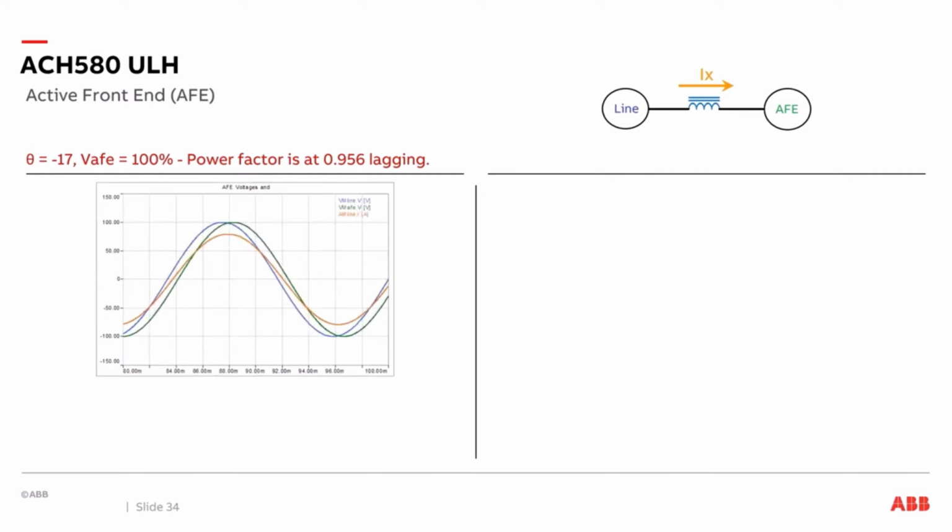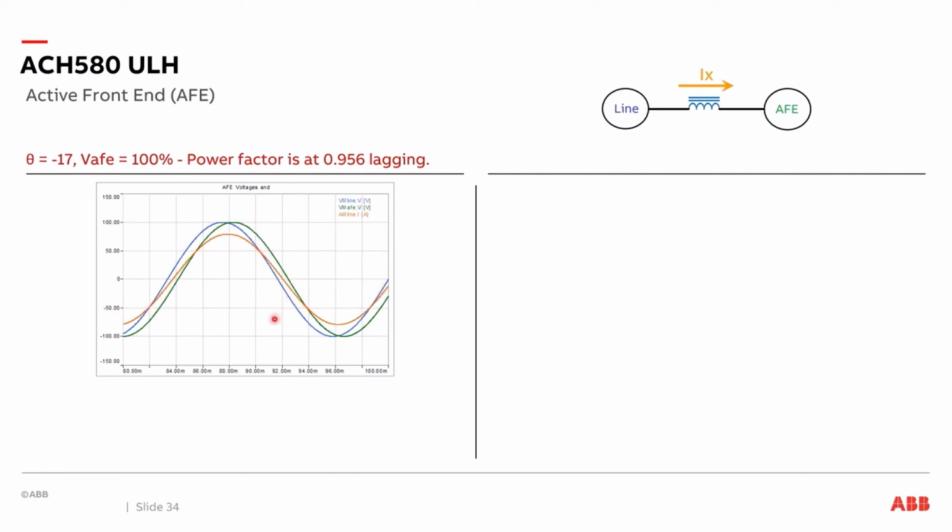And now we're looking at our voltage for the active front end and the voltage for the line. The voltage for the line is in blue, and the voltage for the active front end is in green. A phase angle of negative 17 degrees shows the voltage of the active front end lagging the voltage of the line. The current result is going to be shown as a lagging current.